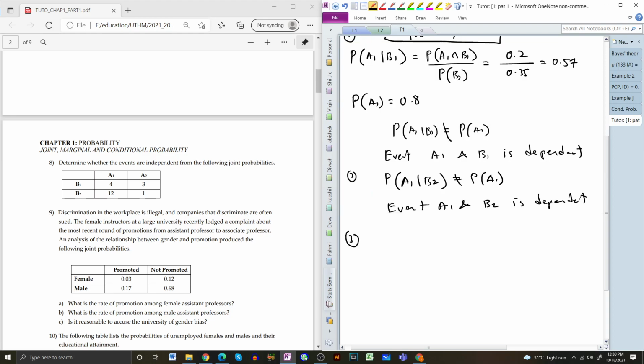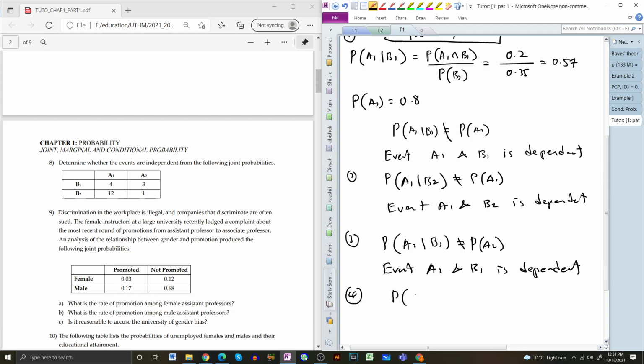For the third one, what to do? Same thing, do for A2 B1, show that it is not equal. Of course, if you compute you will get a different answer. If you get the same answer, then it is independent. Now event A2 and B1 is also dependent. You might ask me how I know it's not equal. You compute and see, you will get a different answer.